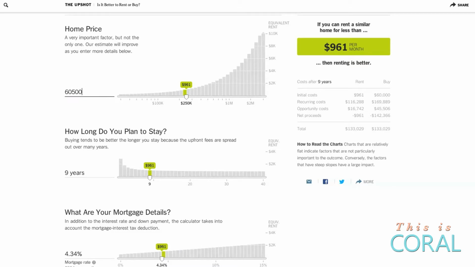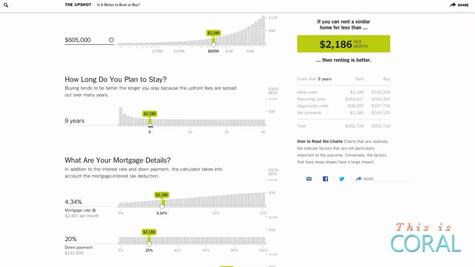So let's work through a bit of an example. First of all, we start with the house price. Let's use a house that costs $605,000. Second of all, they ask you how long you will stay? And this is important because those upfront costs that you're going to spend just to buy the house will get spread over a longer period of time if you're planning to stay there for 20 years versus 2 years. So basically, the longer that you're going to stay put in that house, the more of an argument it is to buy. Let's say that we decide to stay in this house for 10 years.